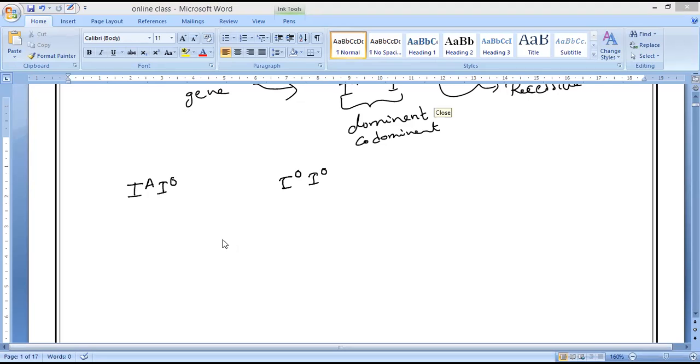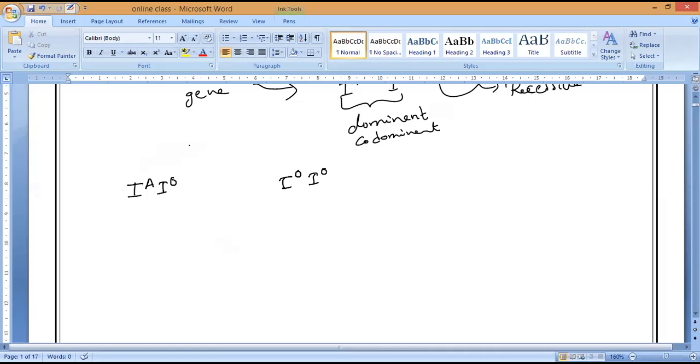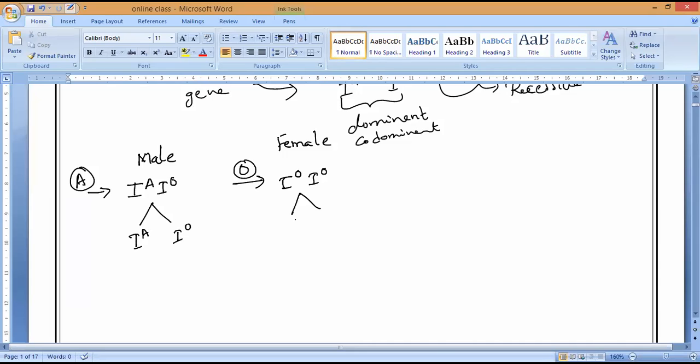Yes. So what will happen, guys? If you take the cross, let me take this as the male father and this as the female. Now tell me the crossing possibilities. First, what genotypes will you form? As we know, this genotype gives what blood group? The phenotype of this one is A, and the phenotype of this one is O blood group. The gametes formed by the father are IA and IO, and the gametes formed by the mother are IO and IO.